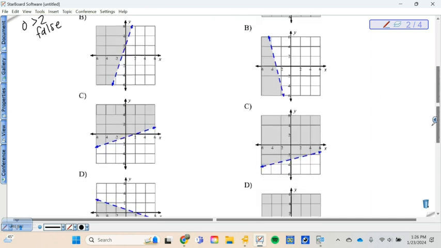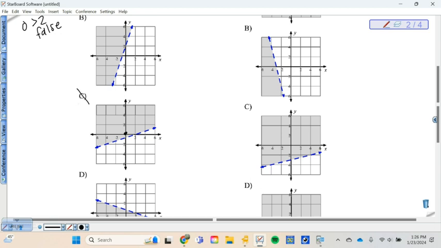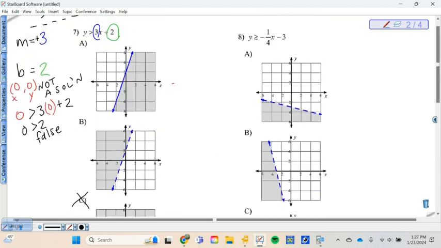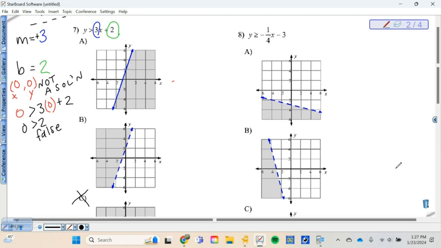C? Why doesn't C work? Good, 0, 0 is in the solution set, so C cannot be the answer. What's another one that doesn't work? D. D doesn't work. Good. D won't work because 0, 0 again is in the solution set. And why else? It's got a negative slope, doesn't it? It needs to have a positive slope. Okay, so between A and B, which is the right answer? Why B? Yeah, A is a solid line, so A won't work. It has to be B.